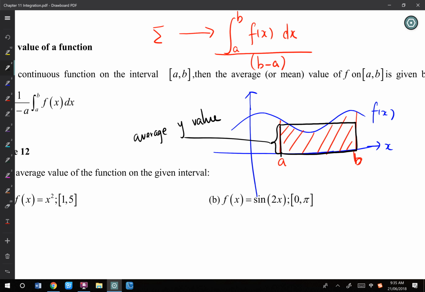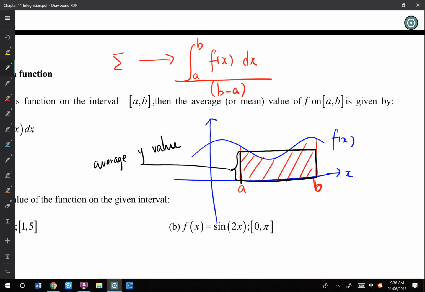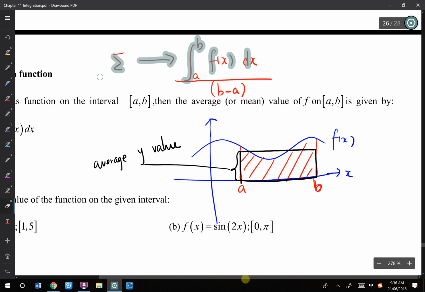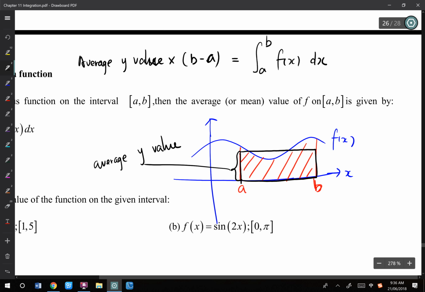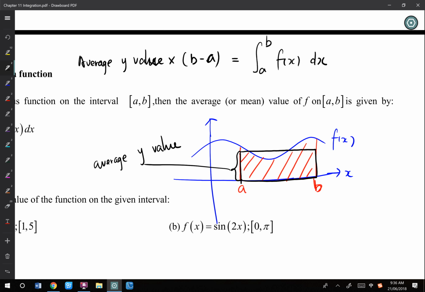Let me just clear that. What I can say now is, I want the two areas to be the same, so the average y value, which is the height, times b minus a, that's the black rectangle's area. That should be equivalent to the integral from a to b of f(x) dx. So the average y value will be the integral divided by b minus a. We have the same result.